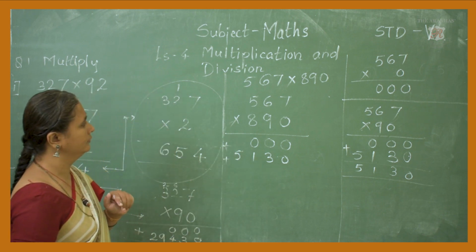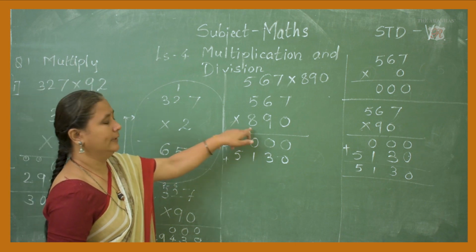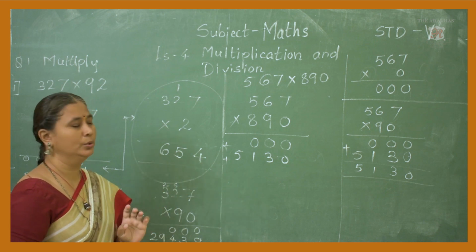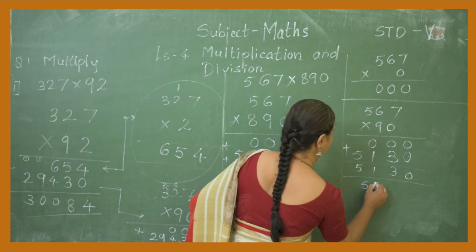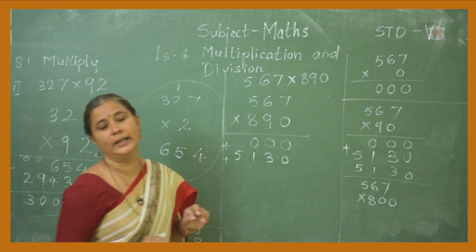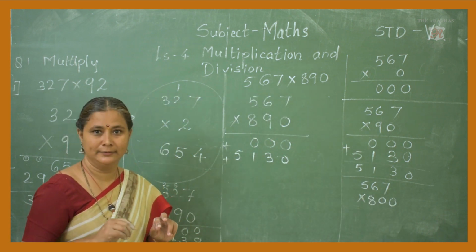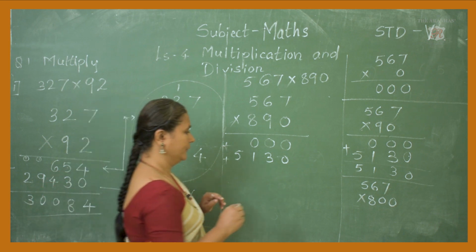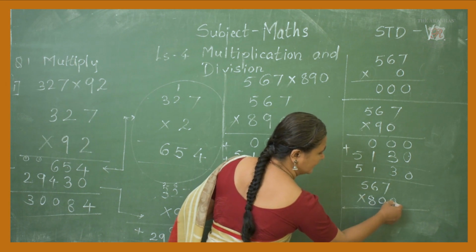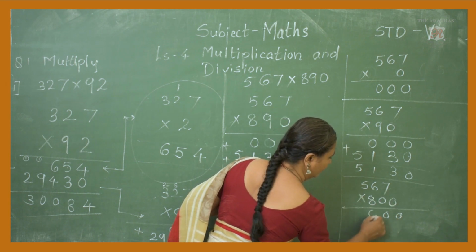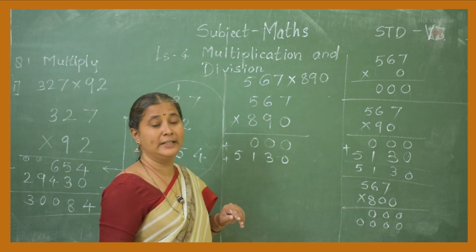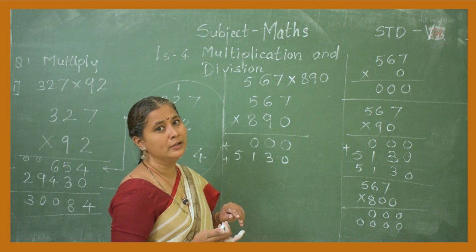Okay, now what is left? That 8 number is left, isn't it? Now, what is the place value of 8? 800, isn't it? Okay, so multiply by 800. So both places are 0. So here 0, 0, 0. Then here 0, 0, 0. Because any number multiplied by 0, we get the answer 0.